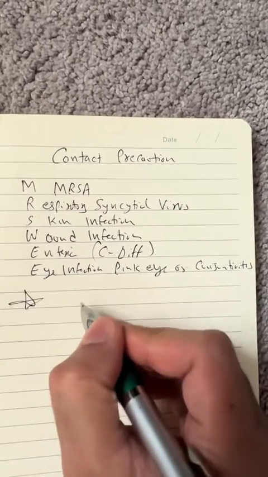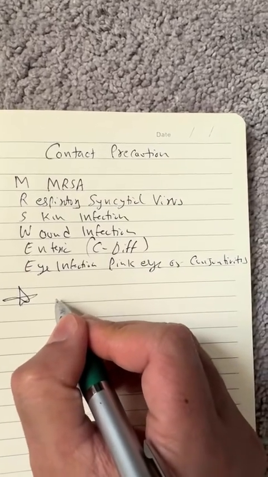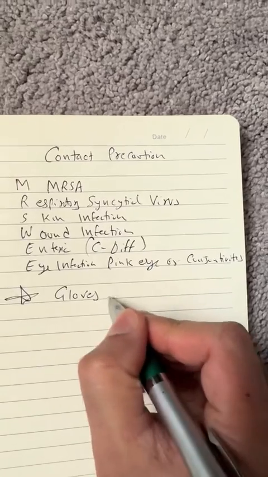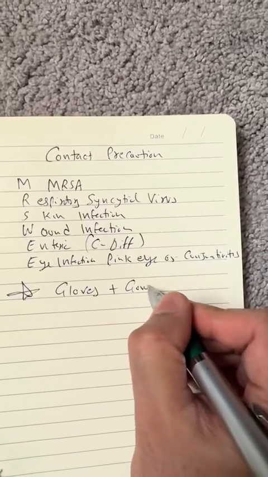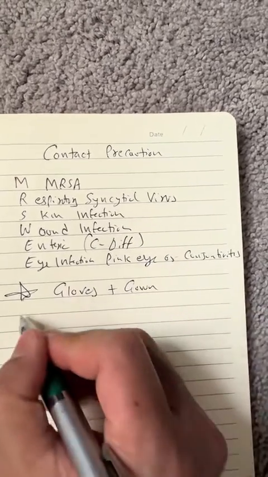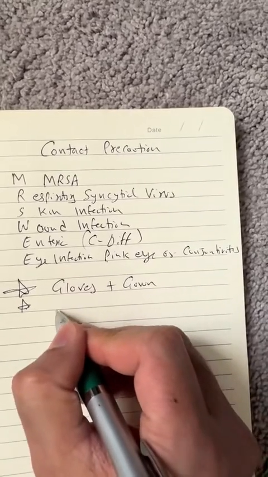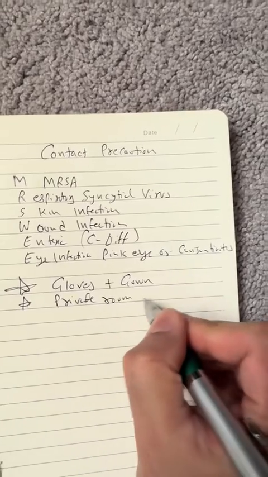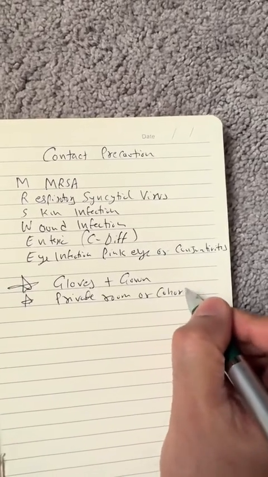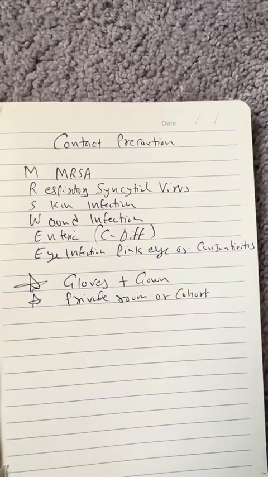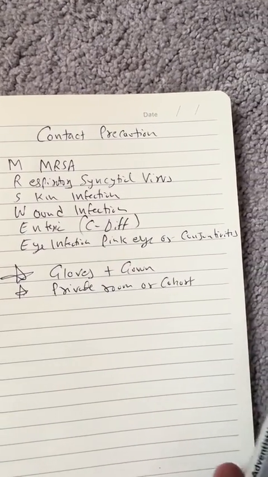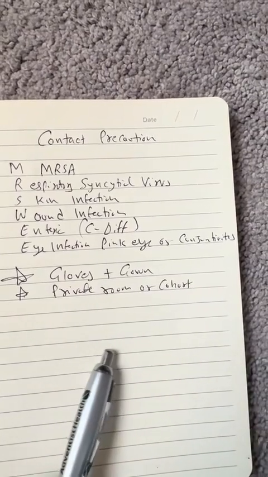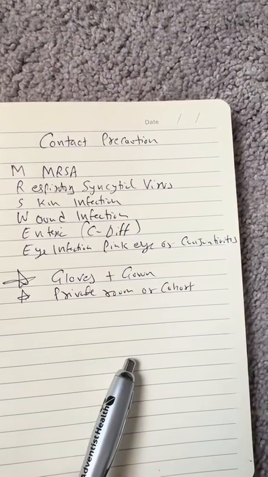Now the next thing is you must wear gloves plus gown. The patient must have either a private room or cohort. Cohort means if another patient has the same disease, like both patients have C. diff, then you will put both patients in the same room.